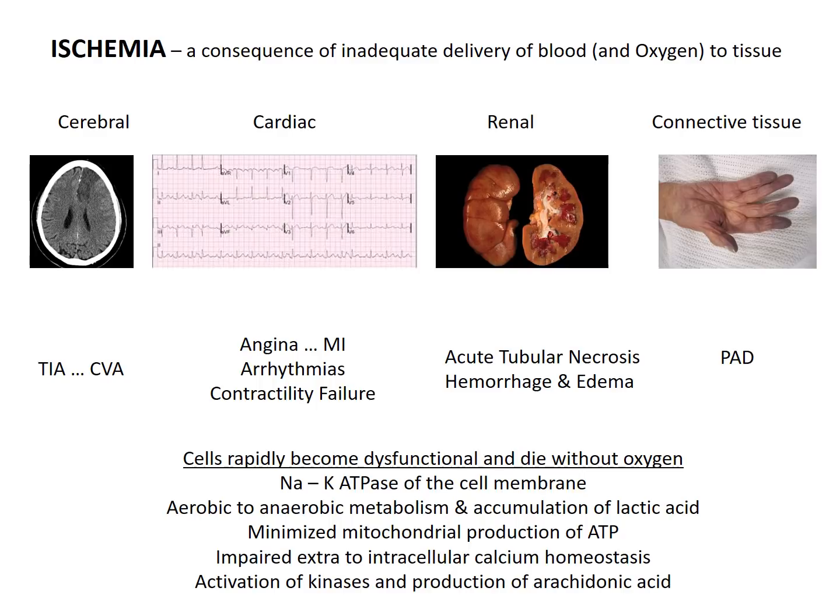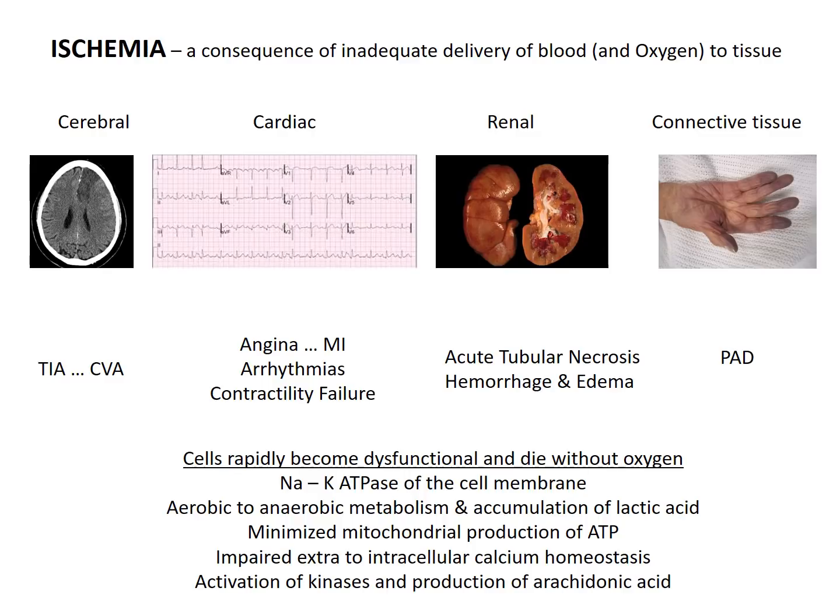If we don't intervene on shock and tissue becomes ischemic, there could be a number of consequences. Cerebral, cardiac, renal, as well as connective tissue, any organ in the body that develops ischemia due to impaired cardiac output is going to have some grave consequences. Ischemia to the brain leading to stroke, ischemia of the heart leading to angina, myocardial infarction, arrhythmias, and cardiac failure.